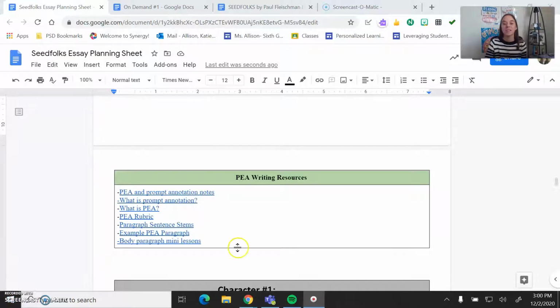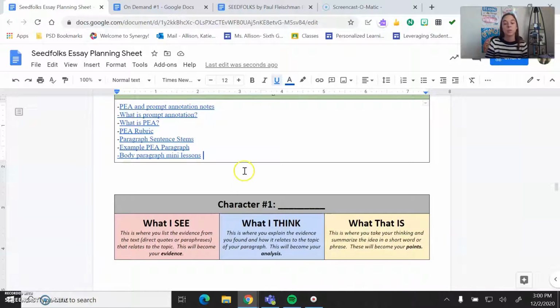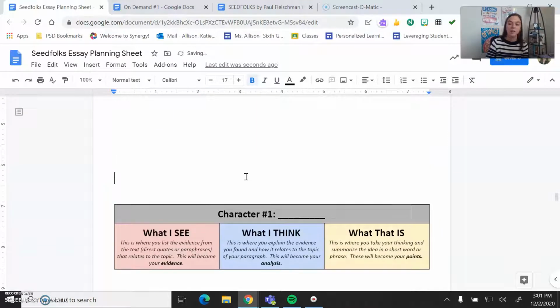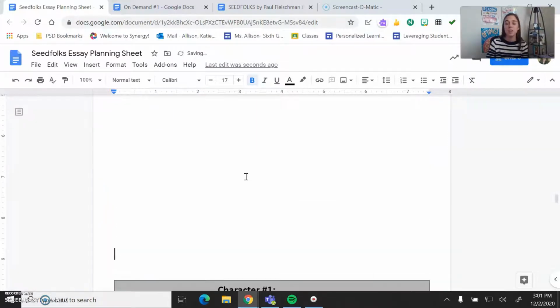So right here is some writing resources that is going to help you if you're still kind of stuck or needing some ideas. There are sentence stems. There's an example paragraph on a different text, different ways that you can be answering your prompt, what is PEA, all of those things. This is the mini lesson we did yesterday in class that would be really helpful to watch if you're still kind of stuck. This is a bonus tool that I'm not requiring you to use by any means, but I want to show you how to use it. If you're like, what? I have to come up with 3 things for a character?